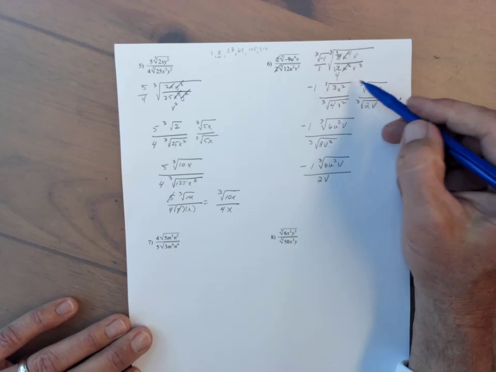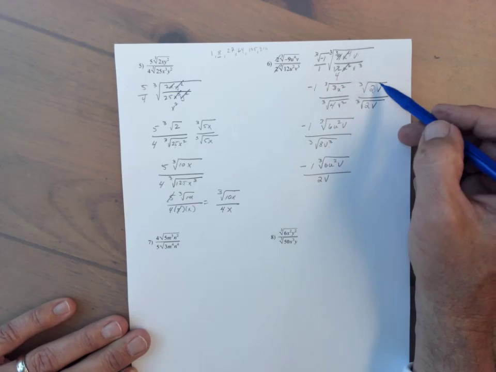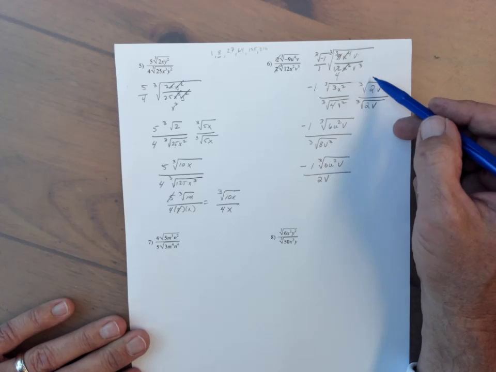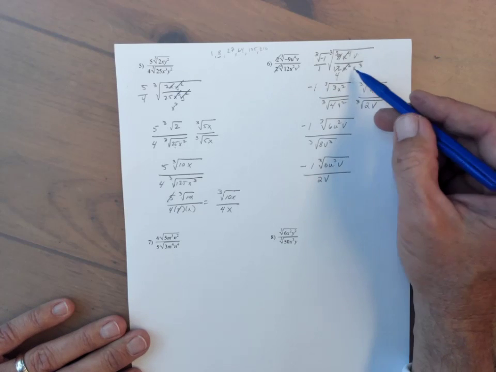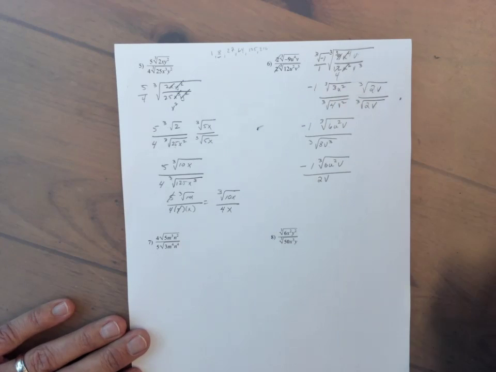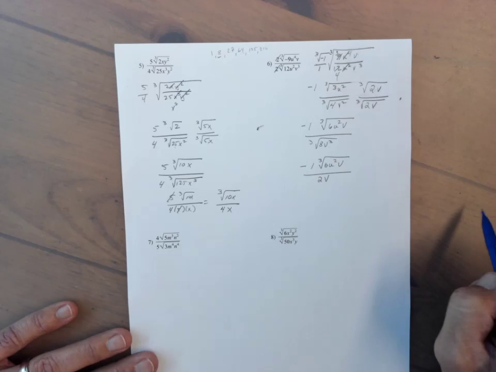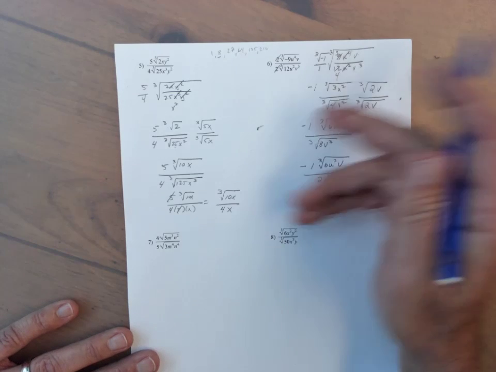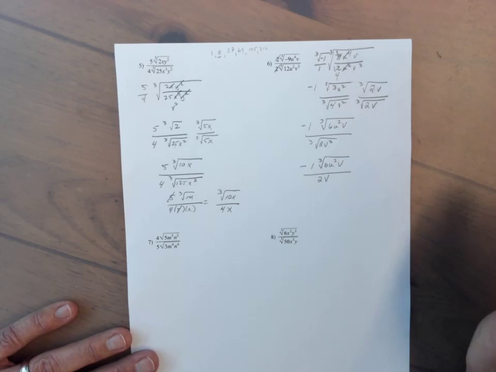If I had done the 16, I would have ended up with 48 in the numerator, and then I would have had to recognize that there was a perfect cube as a factor that would have been 8. We would have had to factor that out. So always advantageous to find the largest perfect cube if you can.